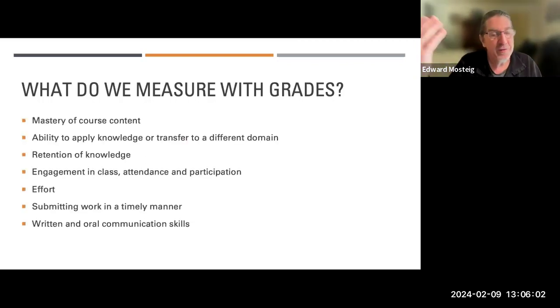So here are things that many of us measure, whether it's intentional or not. Mastery of course content, that's what you were all talking about, proficiency or understanding, ability to apply that knowledge or transfer to a different domain, engagement in the class, attendance, participation, in the chat window, satisfying course outcomes. But then we also measure things like effort, submitting work in a timely manner, right? If students don't turn in their work by the deadline, then obviously that impacts their grade, written and oral communication skills.